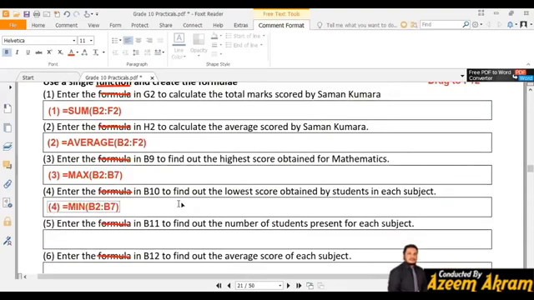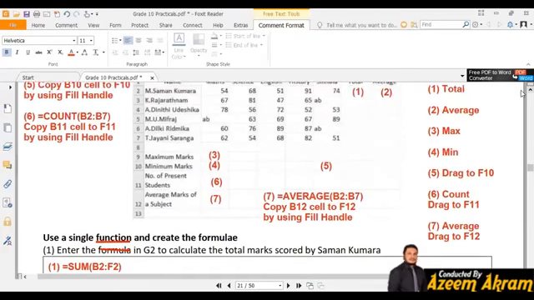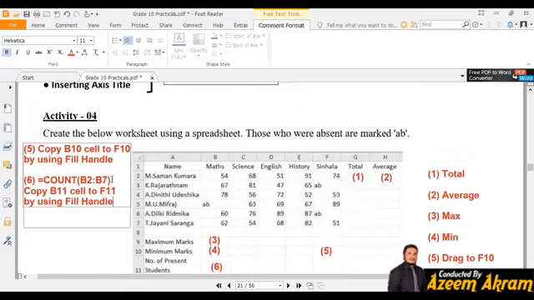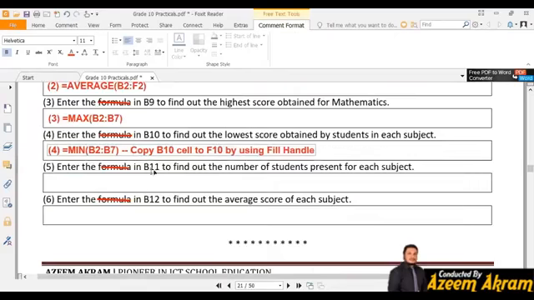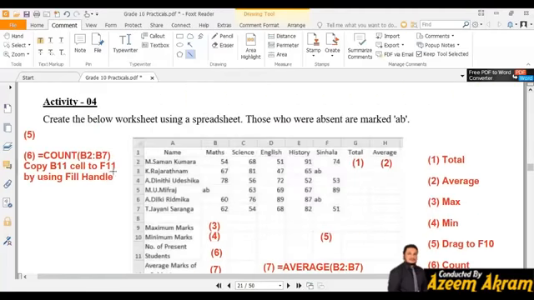Then: enter in B10 to find out the lowest score obtained by a student in each subject. Since it says each subject, we copy the B10 cell to F10 by using the fill handle. Each subject is the highlight word, so remember that.